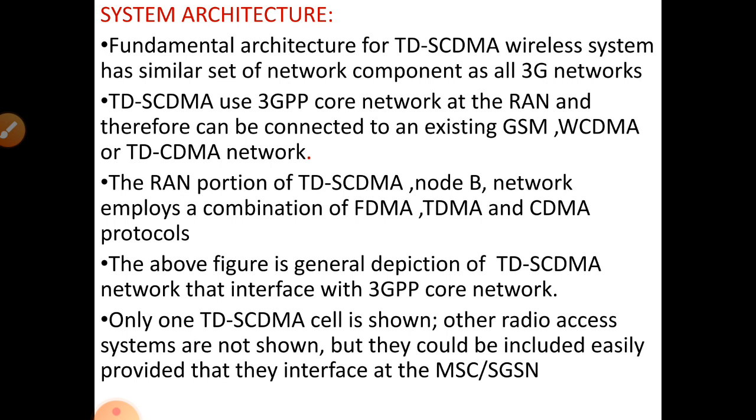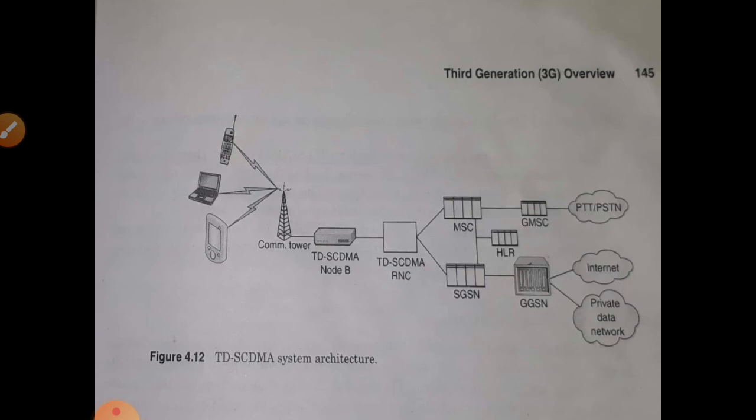The RAN portion of the TD-SCDMA node B network will employ a combination of FDMA, TDMA and CDMA protocols. That is, the RAN portion has two types of layer: one will be TD-SCDMA as well as the node B. This TD-SCDMA RAN portion as well as the TD-SCDMA node B will use the protocols of FDMA, TDMA as well as CDMA. In this figure we show the TD-SCDMA network that interfaces with the 3GPP core network. I will show it in the diagram.